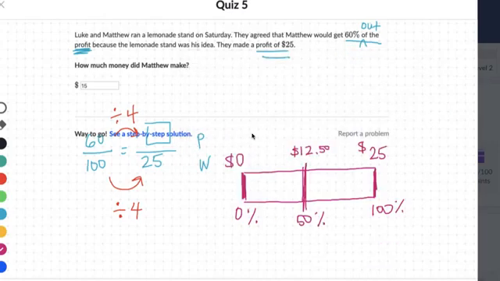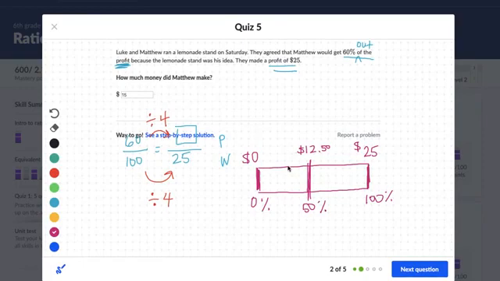So now if we wanted to figure out 60%, 60% is just, let me use a different color, another 10% here. That's 60%. How do we know how much that extra 10% is? It's $12.50 plus some unknown value. So we kind of have to work backwards.